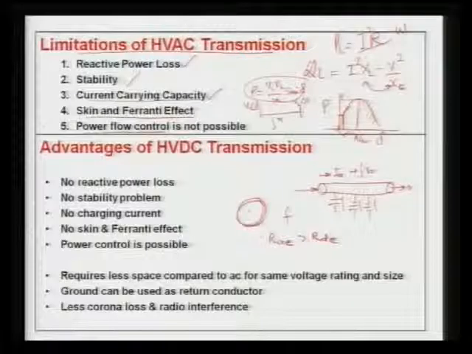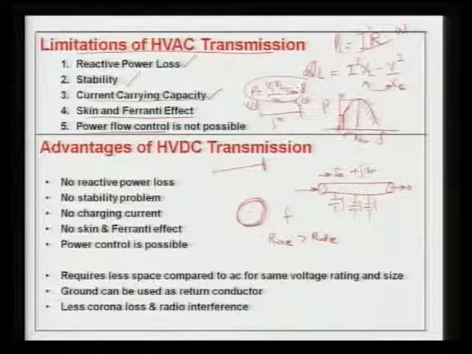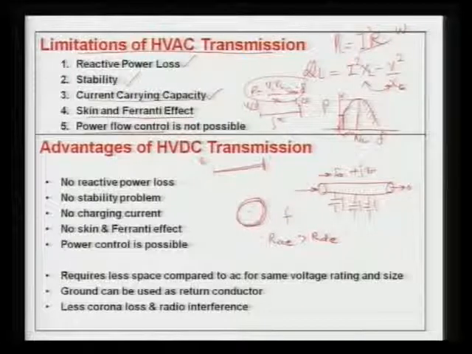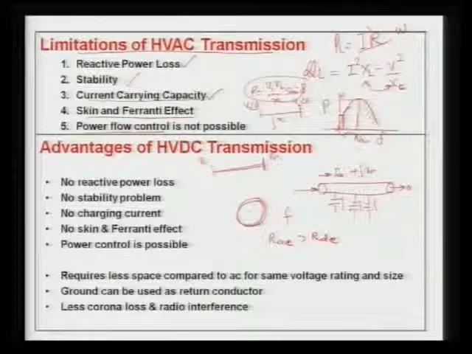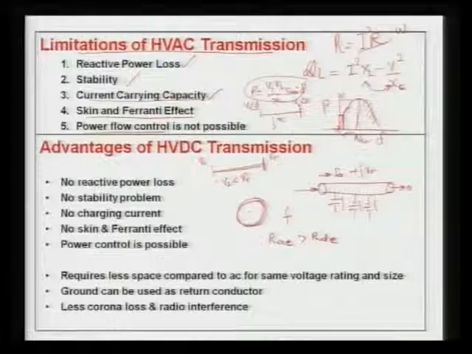If another conductor is there, again there will be flux linkage. Then the Ferranti effect: if there is a big transmission line, and this is the sending end voltage V_S and this is the receiving end voltage V_R, then at lightly loaded or no load condition, the magnitude of V_S is sometimes less than V_R. This is called the Ferranti effect, and it is due to the charging of the capacitance formed by the conductor with respect to ground.